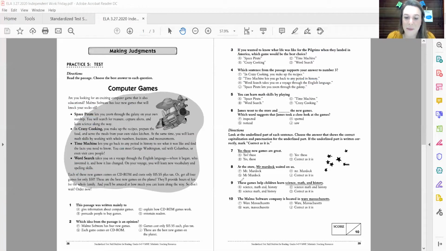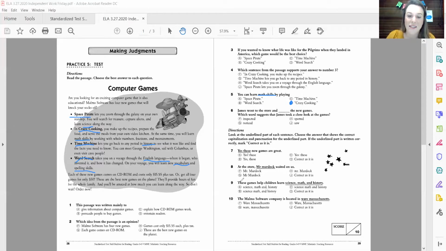You can learn math skills by playing what? Well, remember we came over here. I erased it already. But remember we said Space Pirates was science. Crazy Cooking was math. Time Machine was history. And Word Search was the English language, which are those vocabulary and spelling skills. So if you wanted to learn math skills, you would have to do Crazy Cooking, D. So that's just going back in the text and looking for those keywords like math.